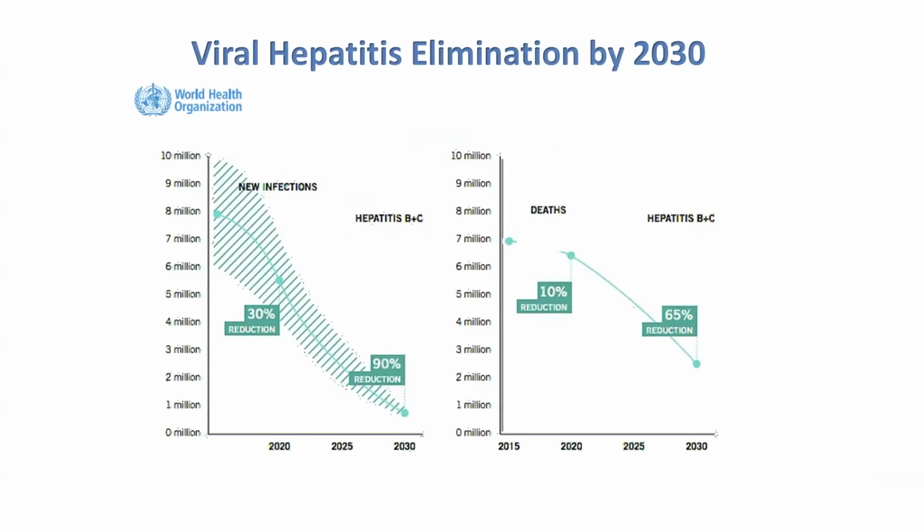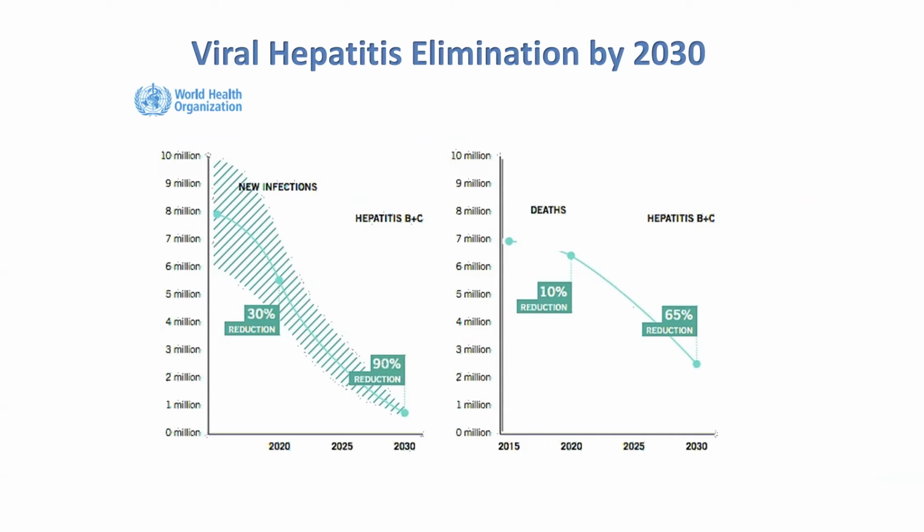I start out by noting that the whole idea of elimination actually was put forward by the WHO. When they talk about elimination of viral hepatitis, they are referring to both hepatitis B and C. And when they say elimination, what they're referring to is seeing a reduction in new infections by 90% by 2030, and a reduction in liver-related mortality by 65%. So those are the goals of elimination.